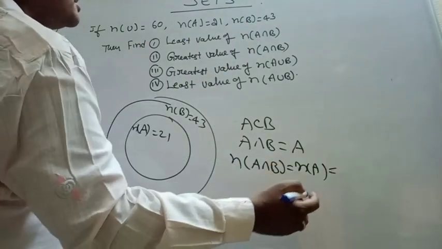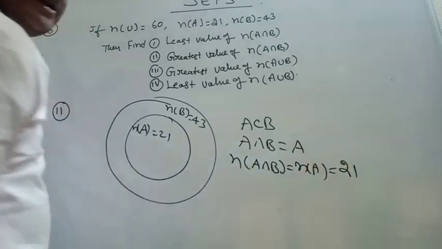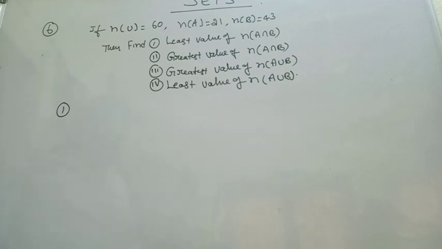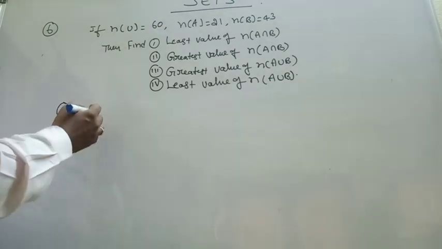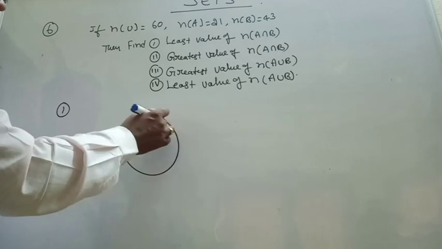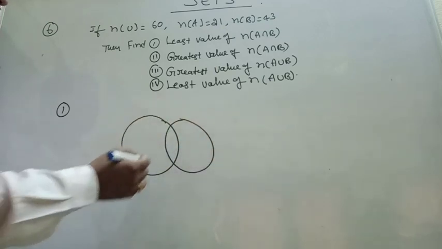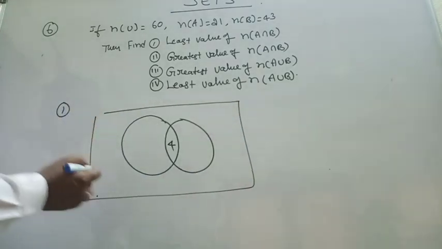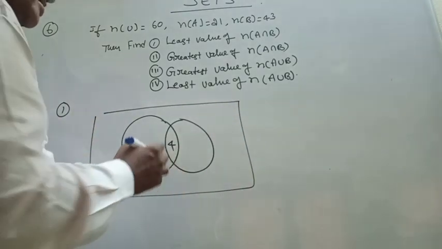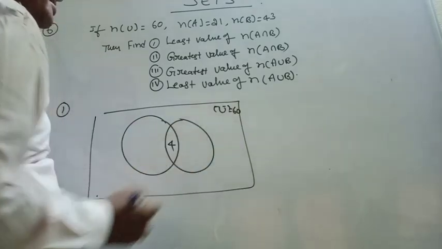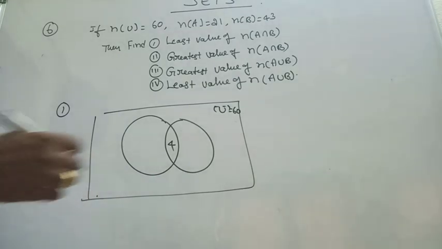N of A is nothing but what here? 21 elements we are having here. N of A is equal to 21. Right? Now the first one, we want to find the least value of n of A intersection B. In the first problem we did that, and we have 4 elements actually. The least value is actually 4 elements, and mu is equal to 60 elements here, right? The least value of n of A intersection B.